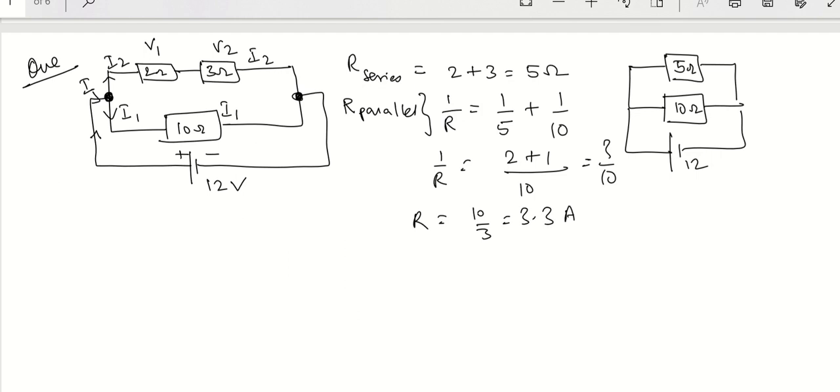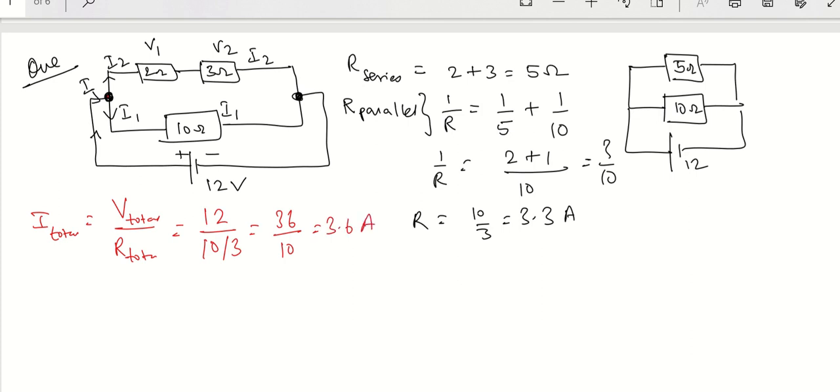So now if I go back here and solve your remaining questions, if I come to this point, how am I going to distribute now? Let us see. So what is the total current now? Total current will be total voltage by total resistance, which is equal to 12 volt by 3.3, or 10 by 3, which becomes 36 by 10, which is 3.6 ampere. So I have here now 3.6 ampere. After this it will get divided here. So let us find out first this.